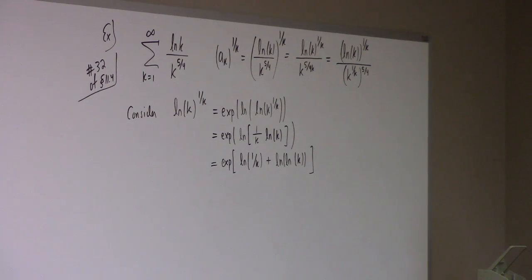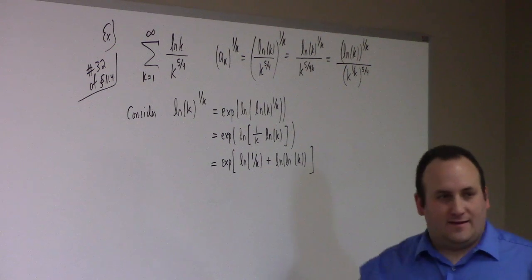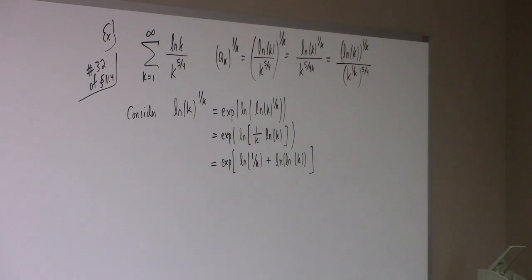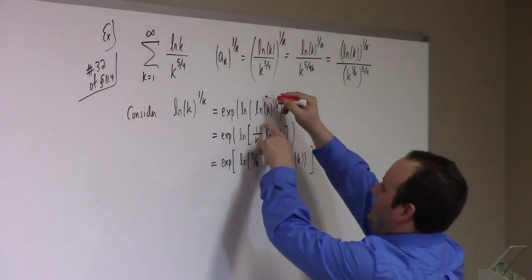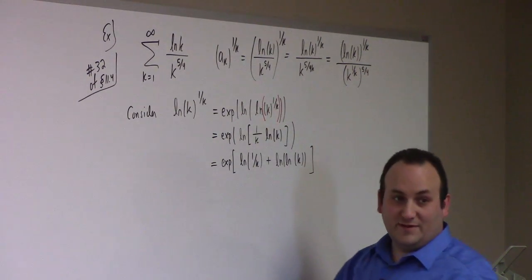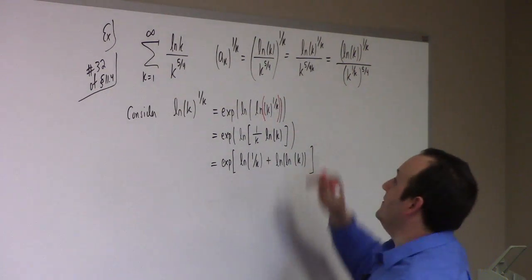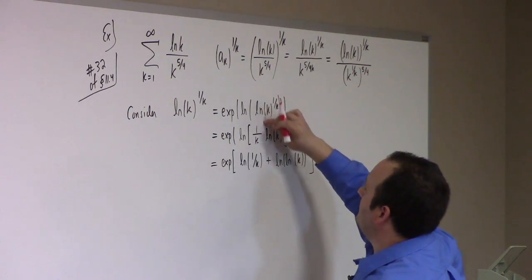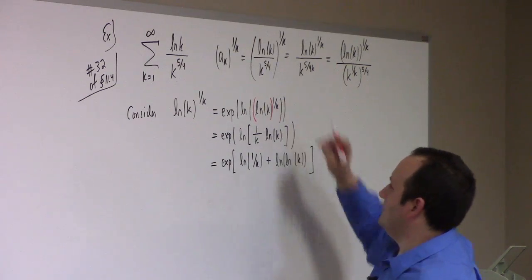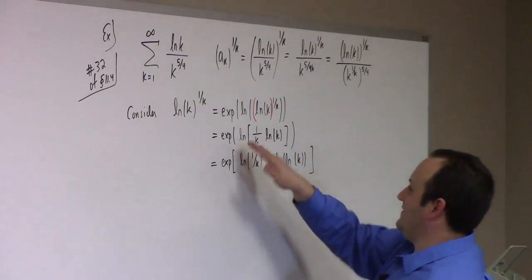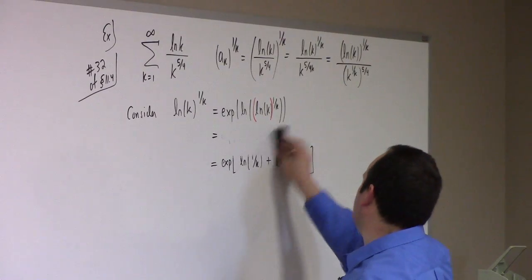No. Okay, that's enough no's. And this is why parentheses are your friend, right? They keep you from doing this stupid thing. My interpretation here would be what? That this is natural log of this, right? But is that what that means? No. We're looking at the natural log of k to the 1 over k power. That's where the parentheses are.